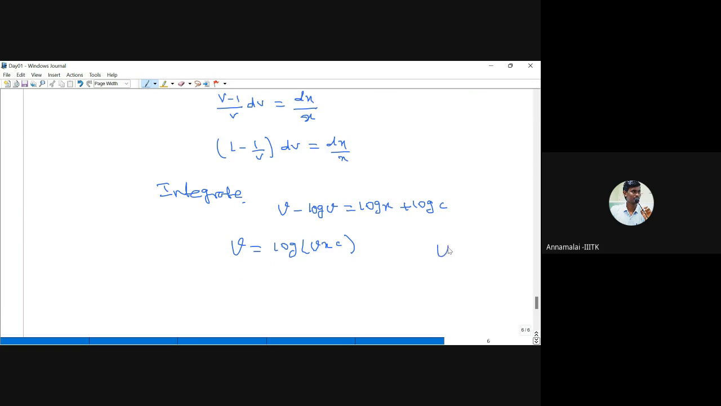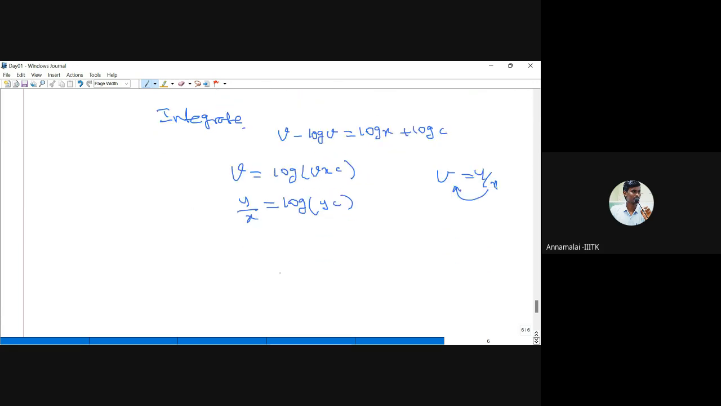We know that we take v equal to y by x. Therefore, vx is nothing but y. Therefore, the right hand side is nothing but log of y into c. On the left hand side, we have y by x. If you want to cancel this log, take e power on both sides, we get y into c equal to e power y by x. So y equals 1 by c times e power y by x. So this is the required solution.